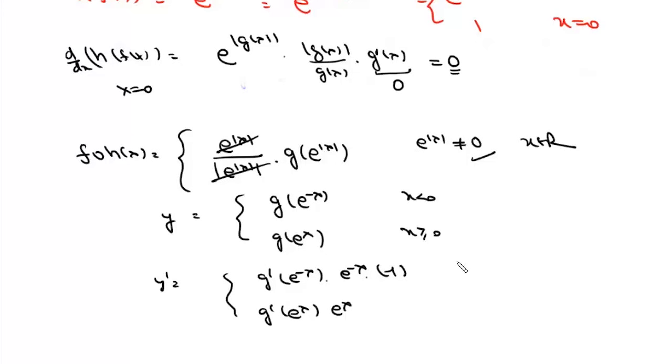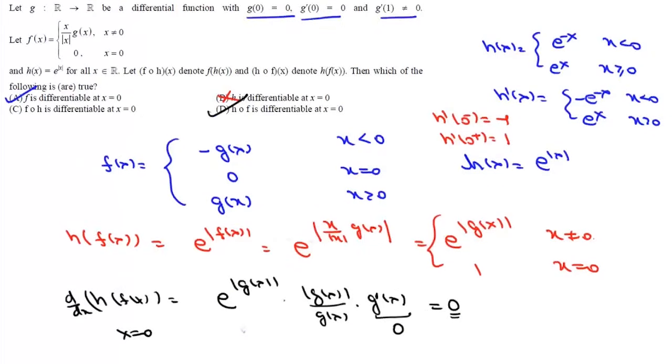Now if we look at its left hand derivative, if we put x as 0, we'll get this as minus g dash 1, and its right hand derivative will be simply g dash 1. And in the question it is given that g dash 1 is unequal to 0, therefore this left hand derivative is not equal to right hand derivative. That means this f of hx is not differentiable at x equal to 0. So the only correct options are A and B.